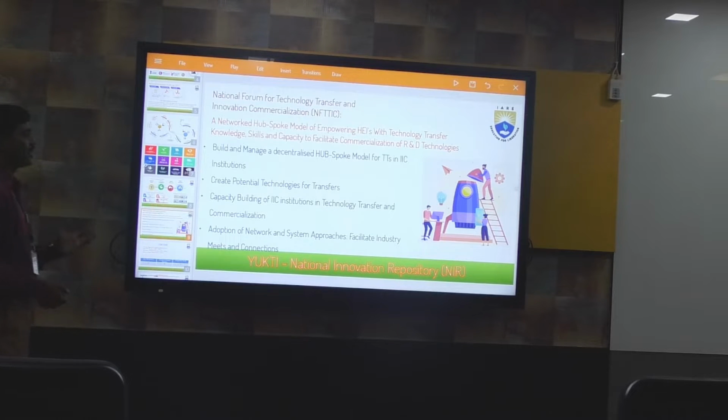So through this, they will build and manage a decentralized hub-spoke model for tech transfers in IIC institutions, create potential technologies for transfers, and build capacity of IIC institutions in technology transfer and commercialization. So, adoption of network and system approaches, and facilitating industry meets and connections.